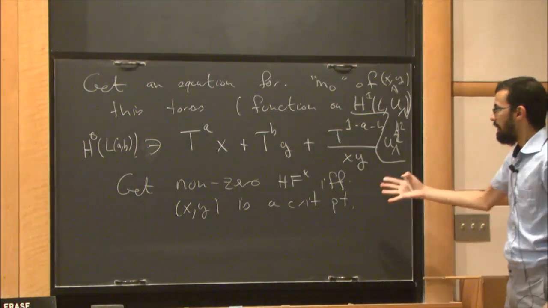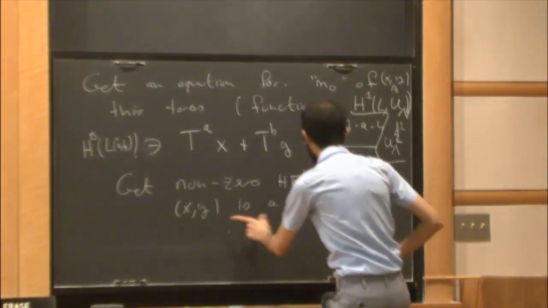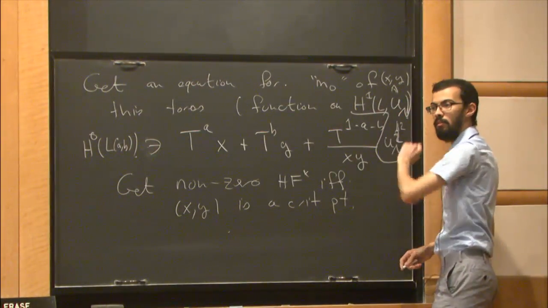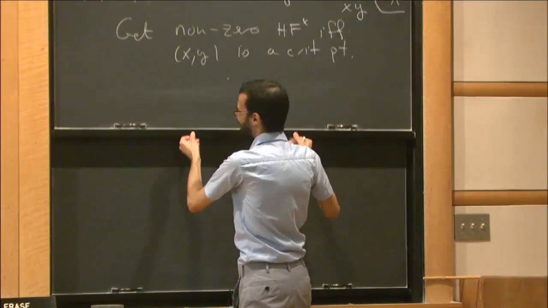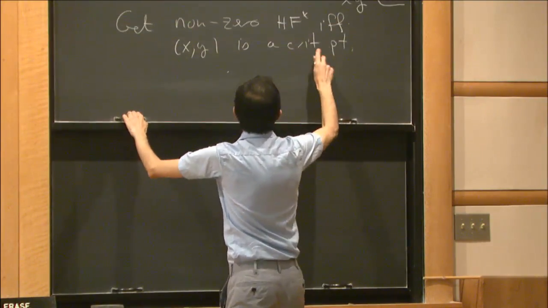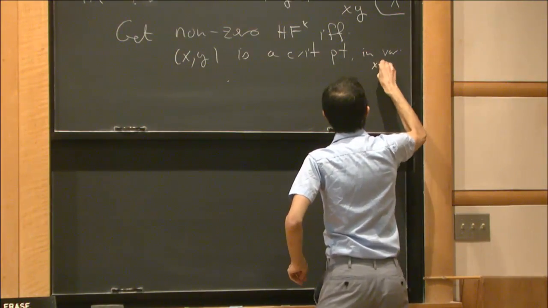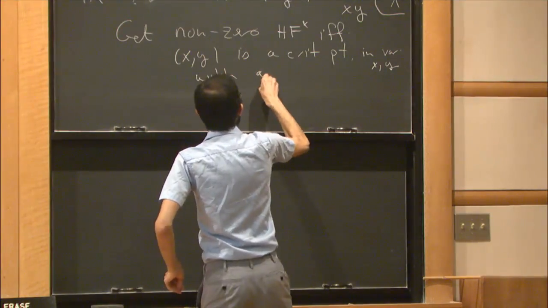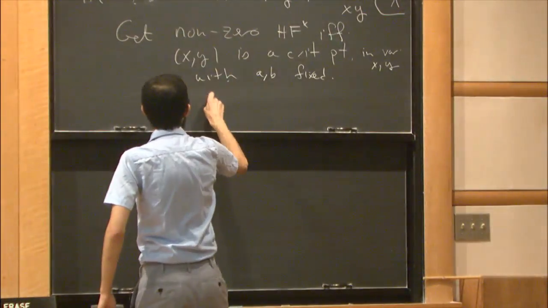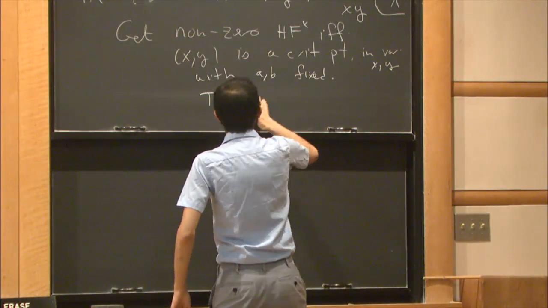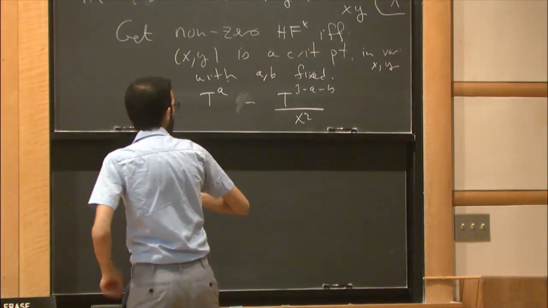Okay? And now you just do some computation. You do some computations and you see that if you want a critical point to lie in U_Lambda, we should do that computation. So we differentiate this function with respect to x. Sorry, I should say critical point in what variable? This is a critical point in the variables x and y with a and b fixed. That's the computation that we are doing. So you take the derivative with respect to x, you get t to the a minus t to the 1 minus a minus b over x squared. This is the x derivative.